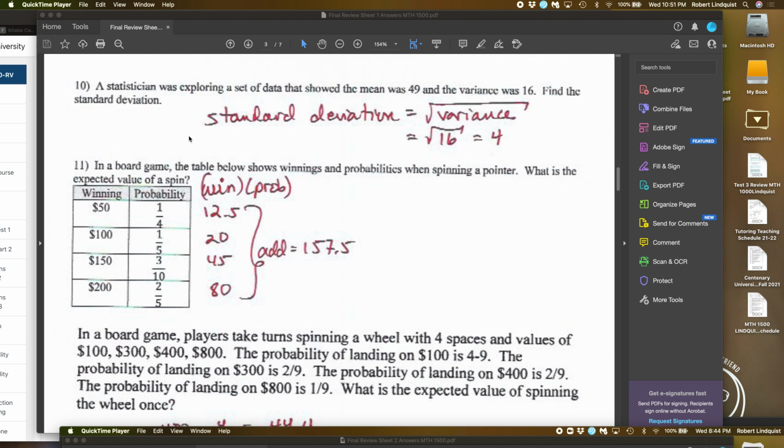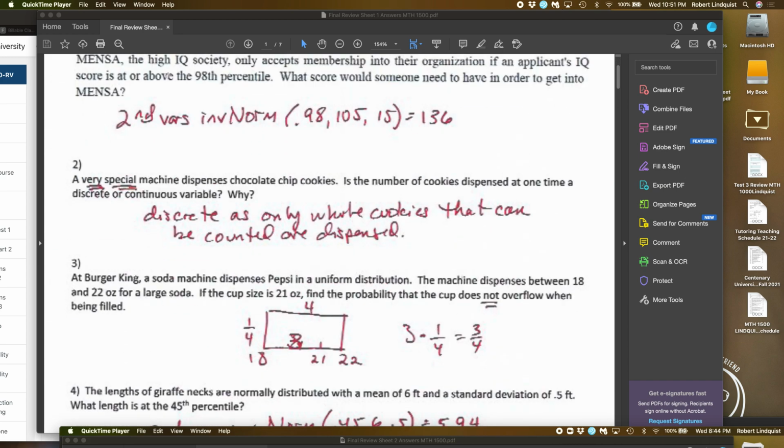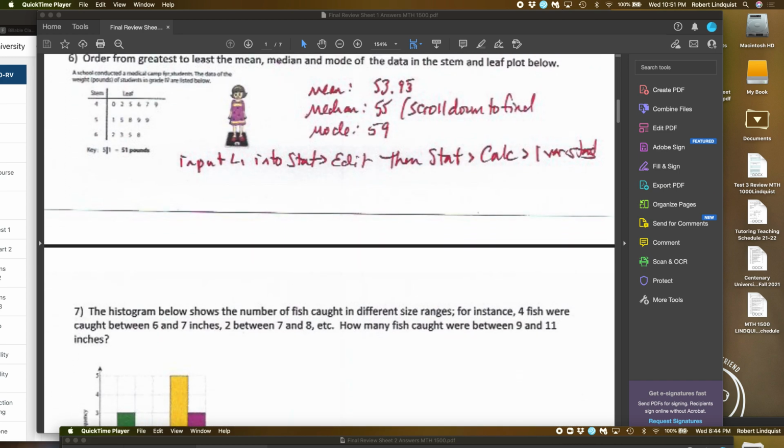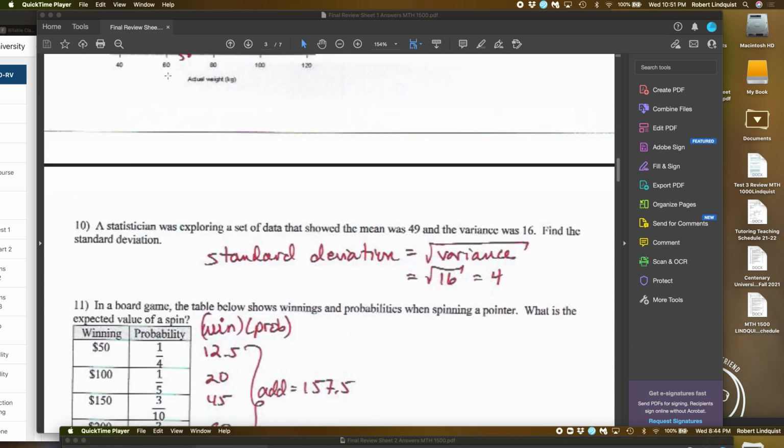Okay, so we're on to final review sheet number 3, I think. Right? I hope so. Yes, thank God. This has a different title above it. Final review sheet number 3, and we're going over number 10.